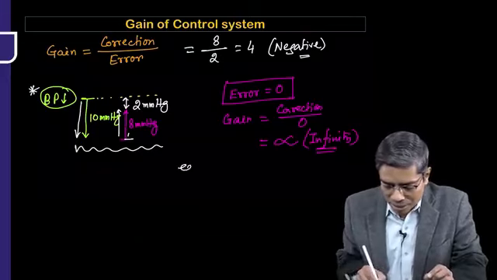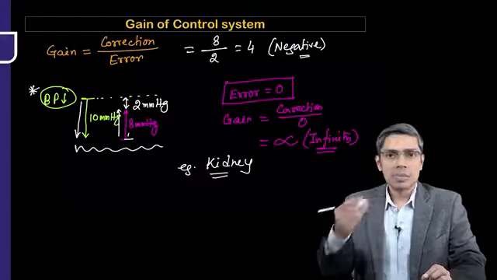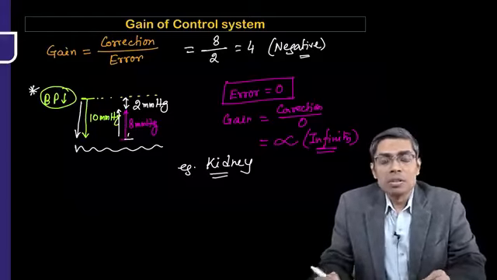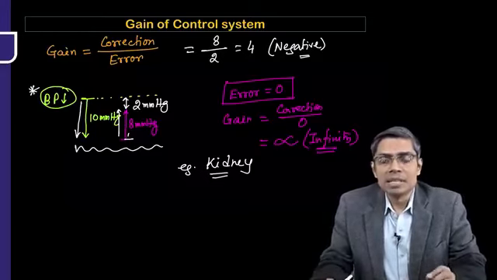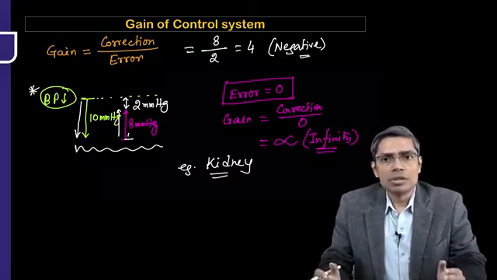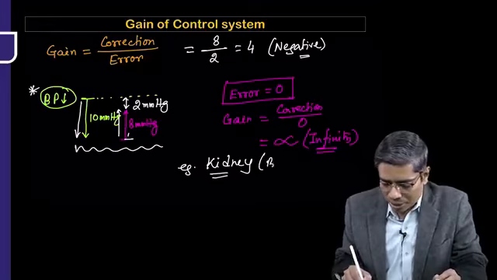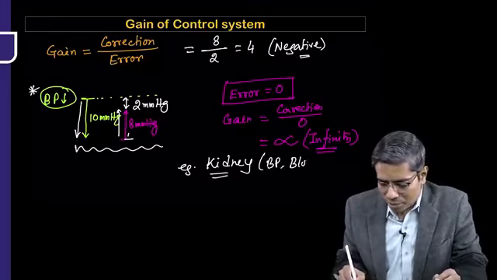Your answer will be the infinity gain example is kidney. So kidney can correct your blood pressure and blood volume with zero residual error, provided you give enough time. That means kidney is a part of the long-term regulation of our blood pressure control system. So if you give enough time, maybe months or weeks, the kidney can control your blood pressure. It can correct your blood pressure to 100% with zero residual error. So that's why kidney is responsible for the correction of the blood pressure and the correction of the blood volume.